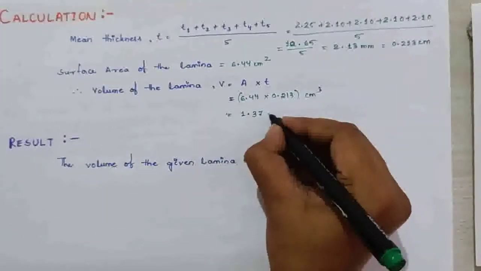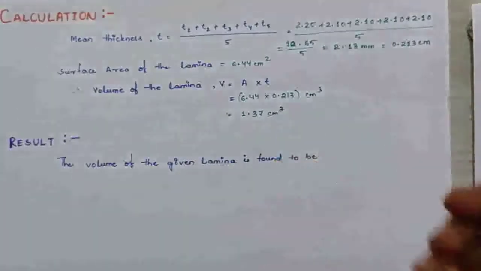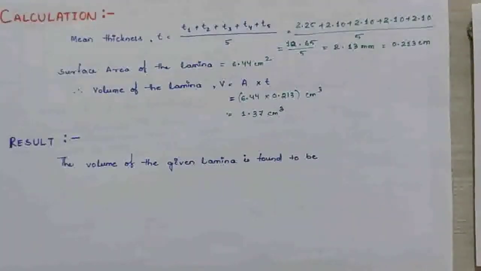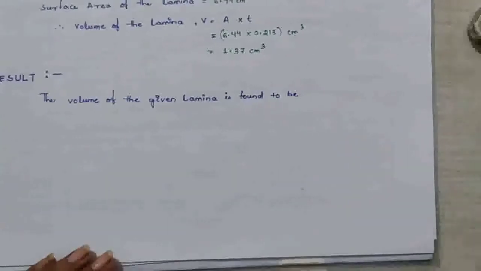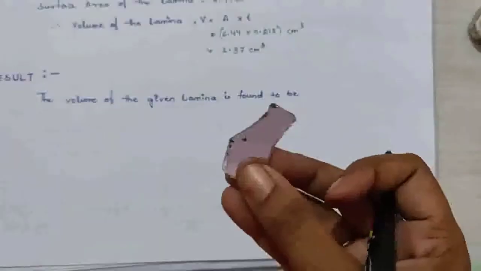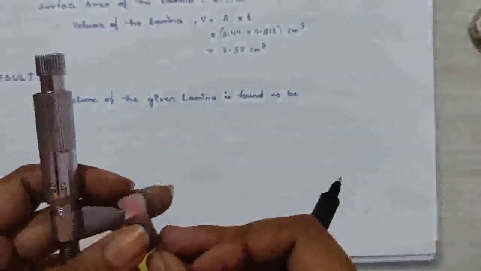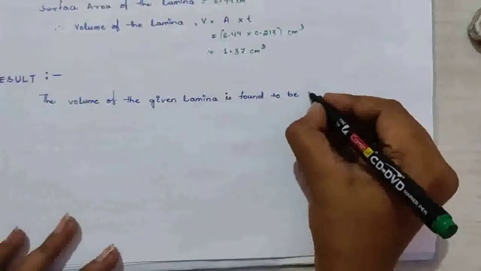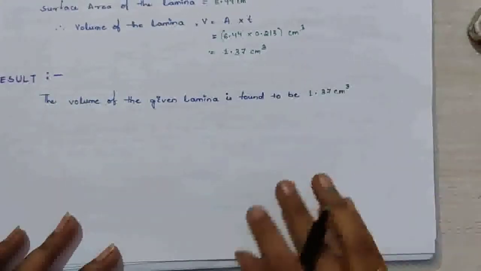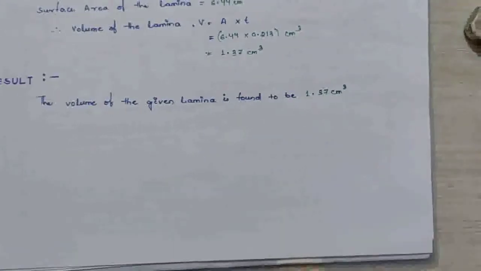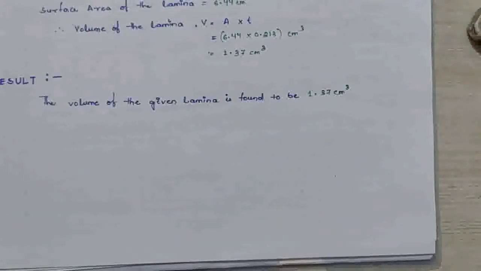1.37 centimeter cube. So we can say the result of the experiment, that is the volume of the given lamina, that is this lamina, using a screw gauge and a graph paper, is found to be equal to 1.37 centimeter cube. Okay, so yes, these are the three experiments we can perform using a screw gauge. Thank you.